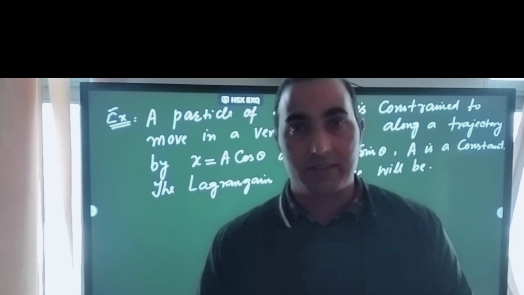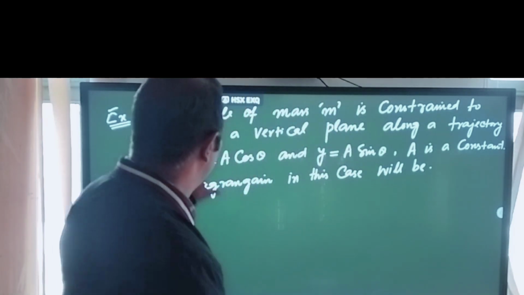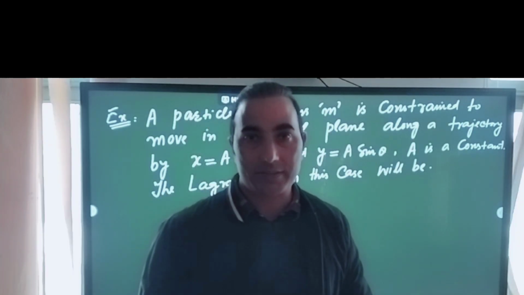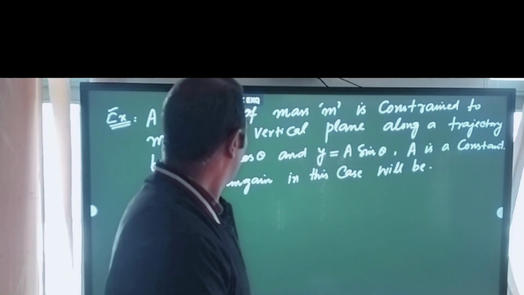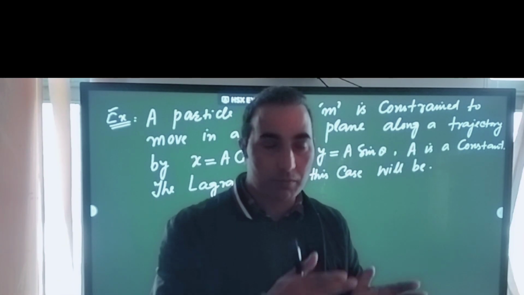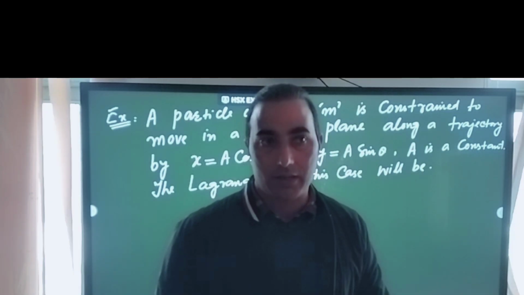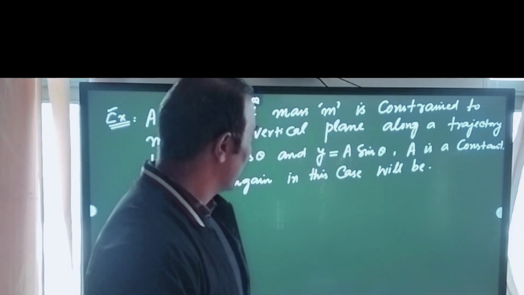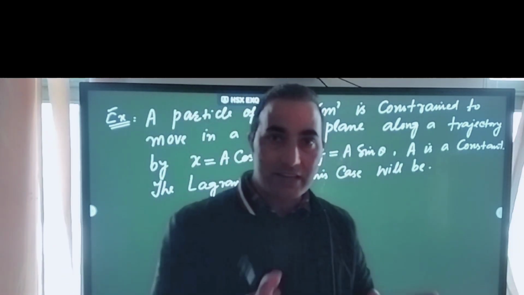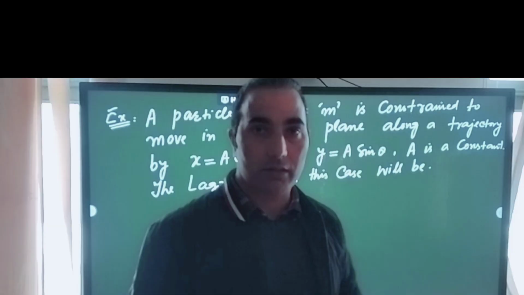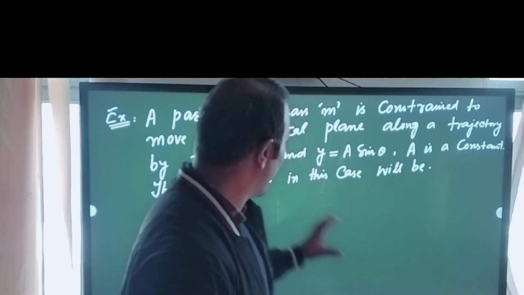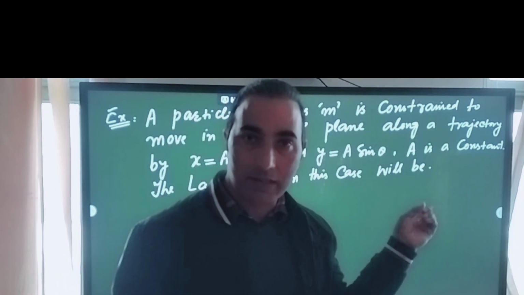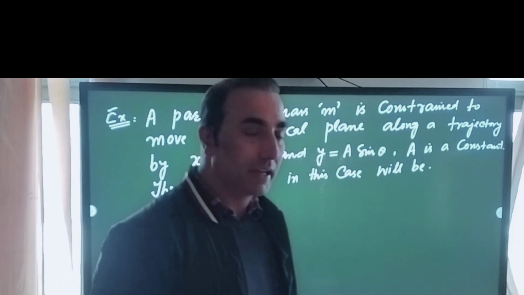and the problem says that if we have some particle of mass m, and it is constrained to move in a vertical plane, that means the particle is moving in a two-dimensional plane. The trajectory that this particle of mass m will follow is given by x equal to a cos theta and y equal to a sin theta.